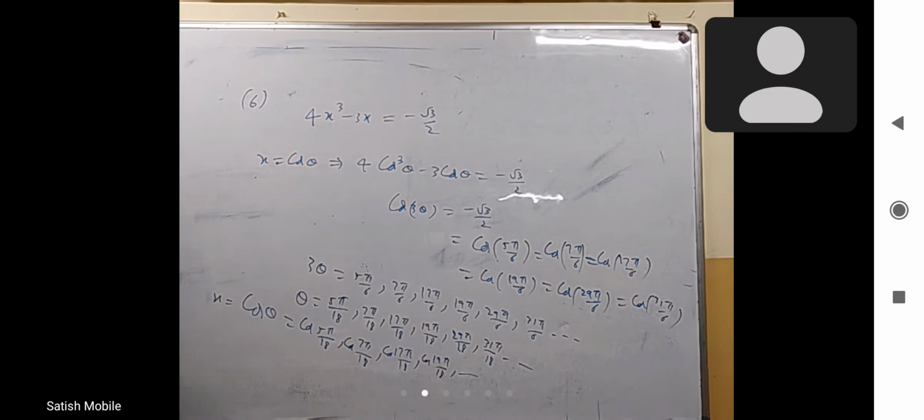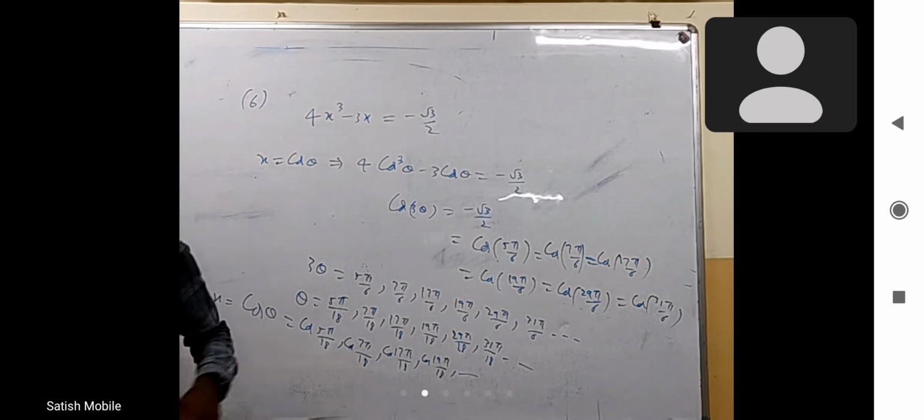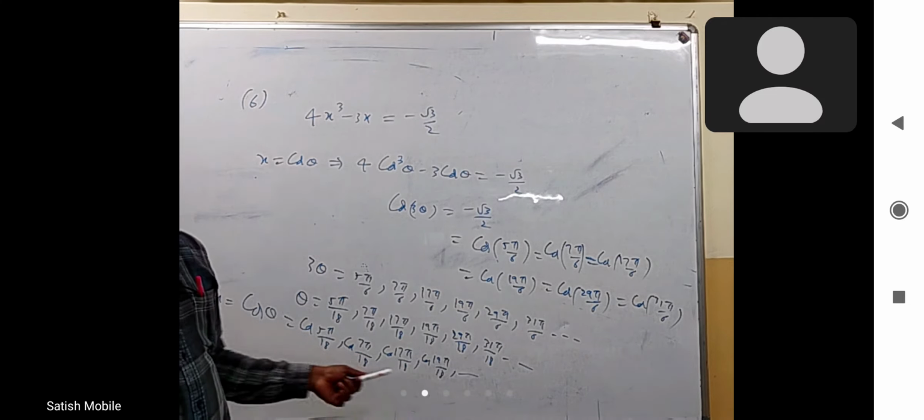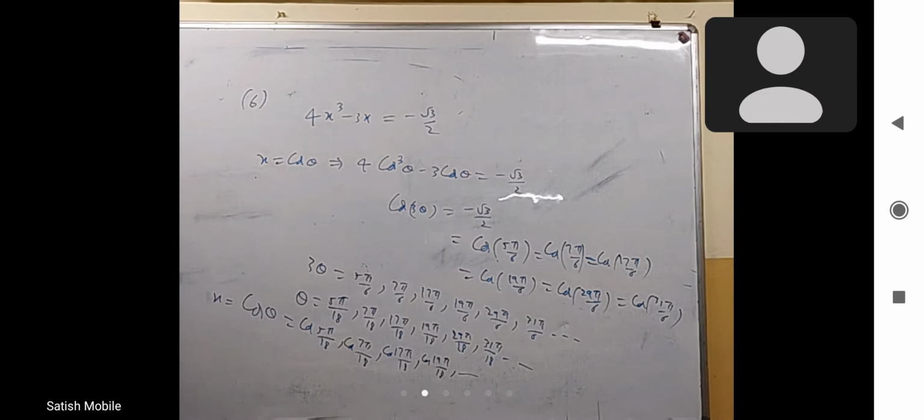In that, what answers are there in the options? Option A is correct, option B is correct, 23 is not there, 17 is there. Option D is there. Option C, 23 pi by 18, we don't have in our list. We have 19, we have 29, but not 23 pi by 18 in between. So A, B, D are correct, C is not right.